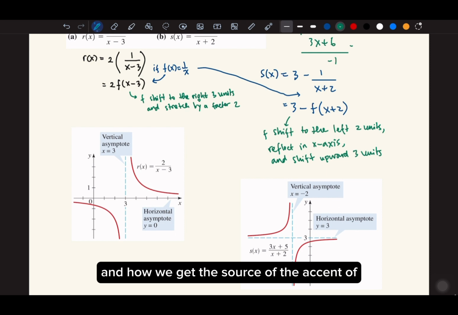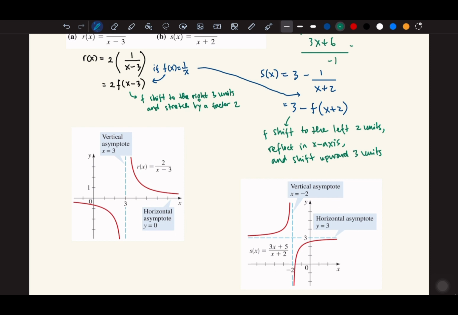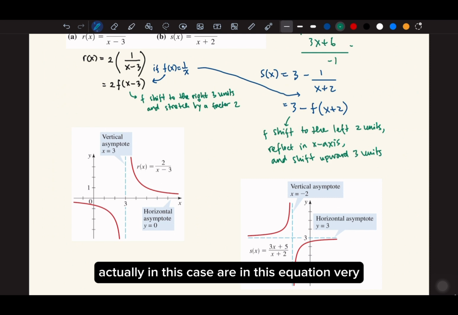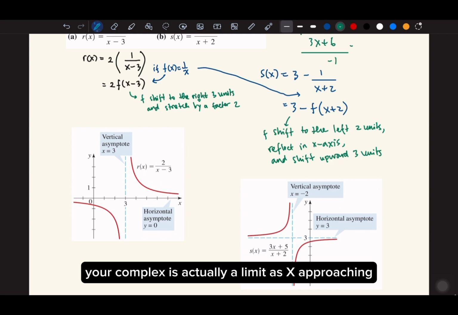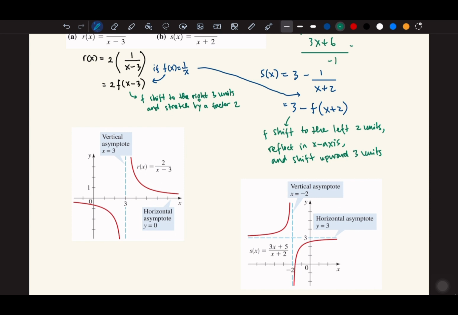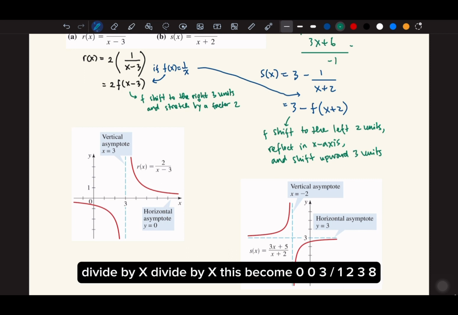And then how do we get the horizontal asymptote y equals 3? In this equation, it's very easy. Take the highest term in the polynomial. So this is x, this is x, 3, 1. So it should be 3. In your calculus, this is actually taking the limit as x approaches infinity. Divide by x, this becomes 0, this becomes 0. So 3 divided by 1, so 3.